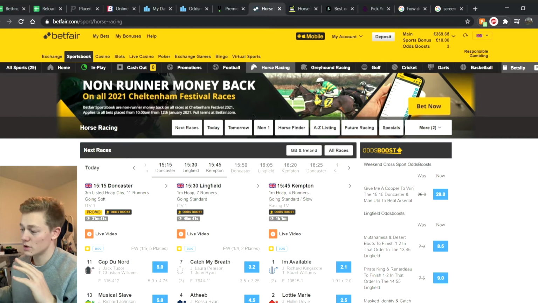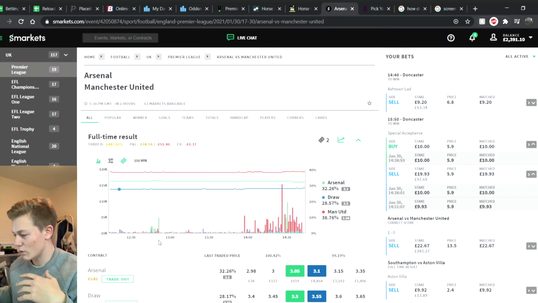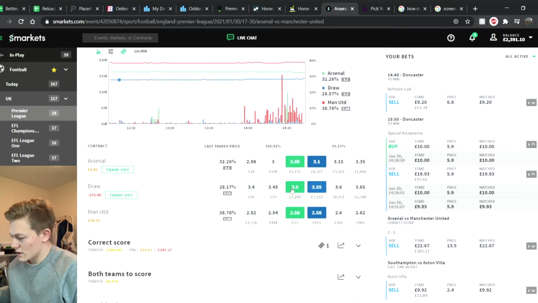These commissions basically come off winning bets. So if your bet wins, they'll take that 2% or 5% off your winning bet, and that is their commission. Another way they make money is through the spreads of their prices. We can see here that we've got an Arsenal v United match where the sell price is 3.1 and the buy price is 3.05. So this difference of 0.05 is the exchange's spread that they can make money on.